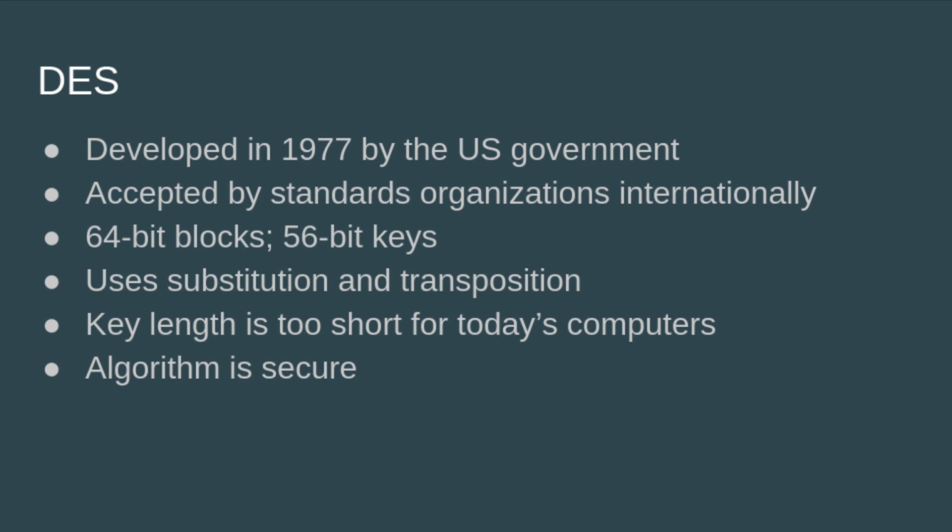The first one we'll talk about is DES. It was developed in 1977 for the US government. Since then, standards organizations in both the US and internationally have accepted it, so it is an internationally accepted standard now. It uses 64-bit blocks and 56-bit keys, and it works by substitution and transposition in cycles. There are 16 cycles of substitution and transposition used in the DES algorithm.